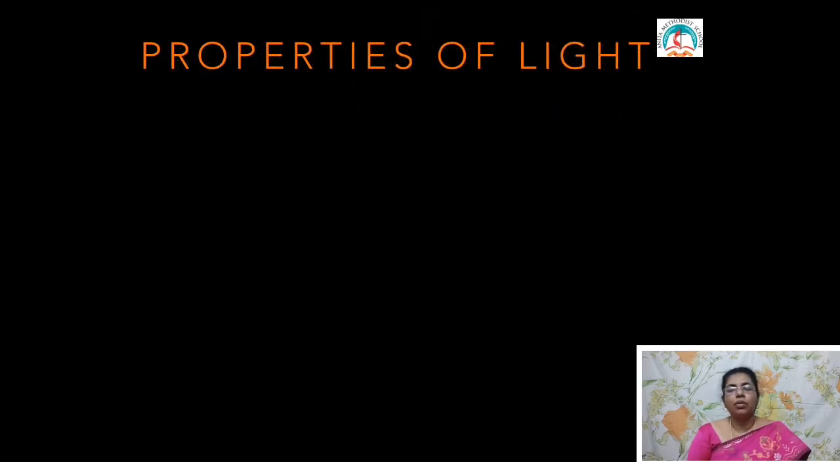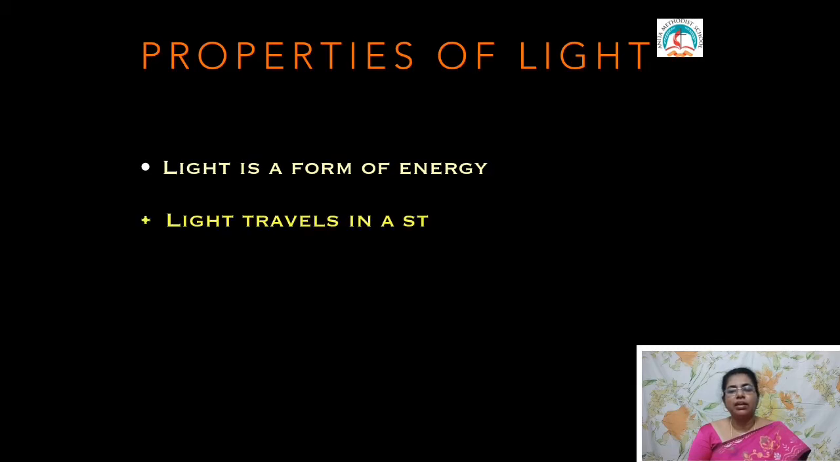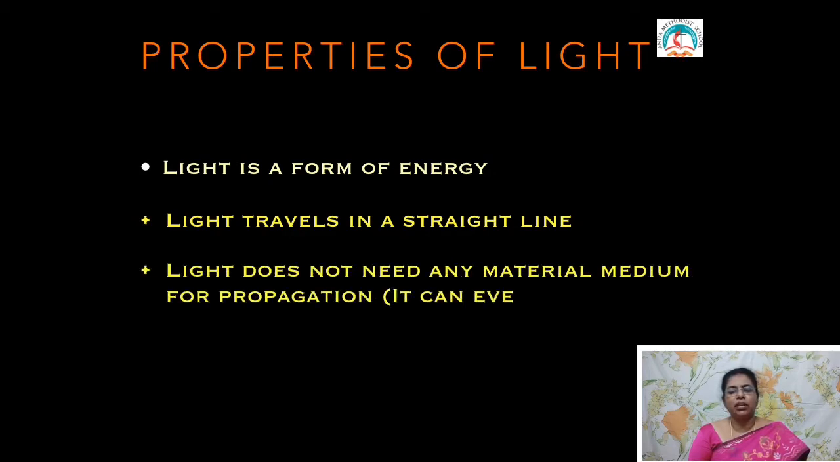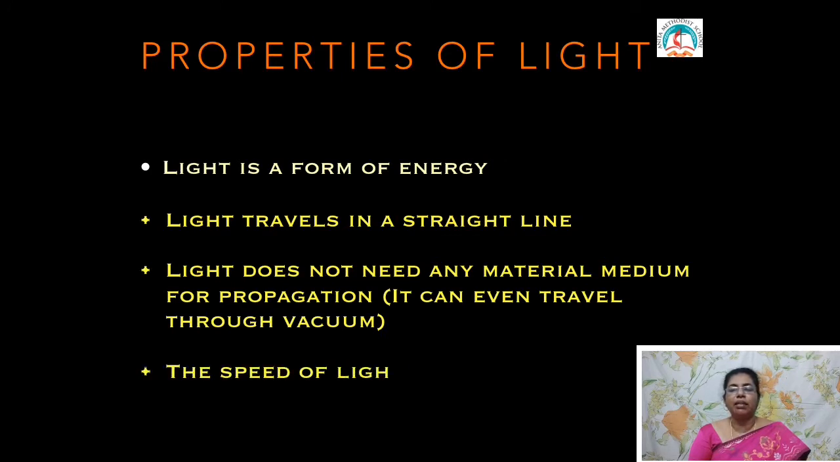We already know that light is a form of energy. That is the first property. Then even though light travels in the form of waves, they travel in a straight line. And then they do not require any medium for propagation. That is, the sound waves need a medium for propagation, but the light waves do not need any material medium for propagation. And the speed of light is 3 into 10 power 8 meter per second.